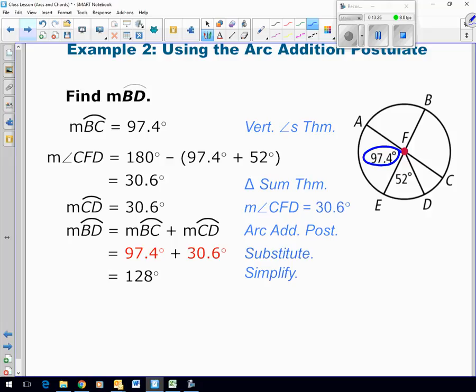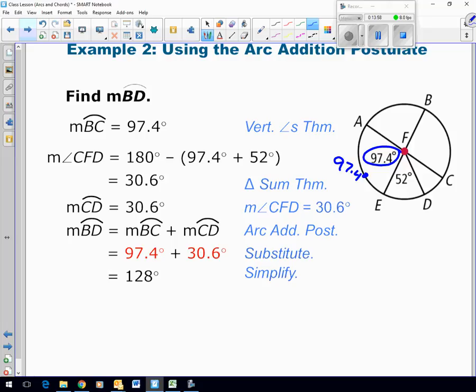That means the measure of arc AE is 97.4. Okay? That's why I teach it with that definition. Radii form central angles, and the arc measurements are congruent to the central angles. Everybody with me?